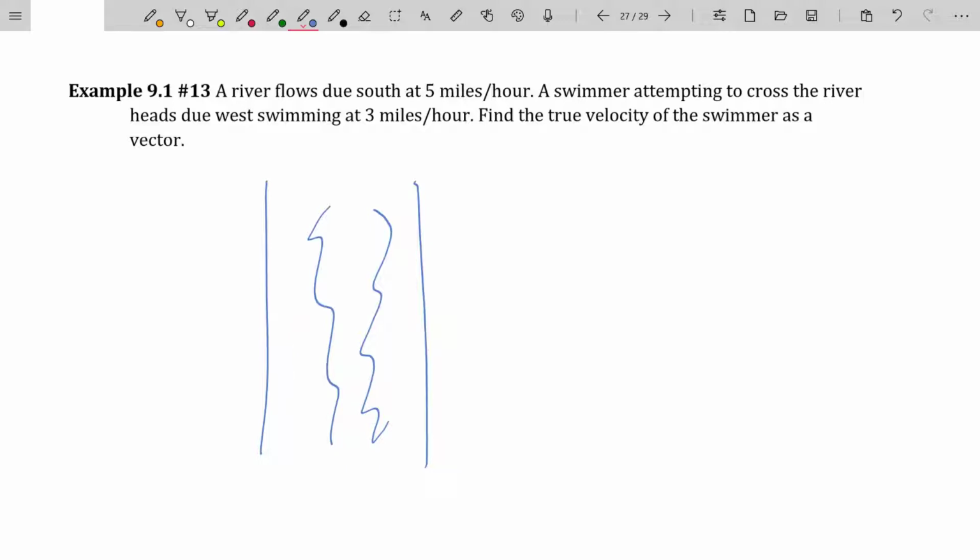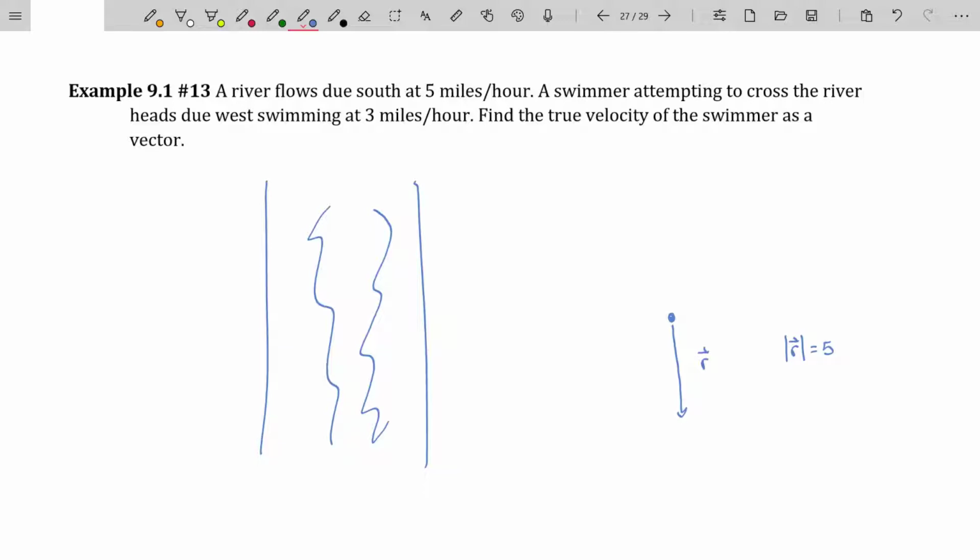In fact, notice how I just did that. I drew a little vector there. So this is a vector aiming south, and I'm going to call this the river vector. And we know that the magnitude of that river vector is 5. That's because it's 5 miles an hour south. So that's the length of that vector.